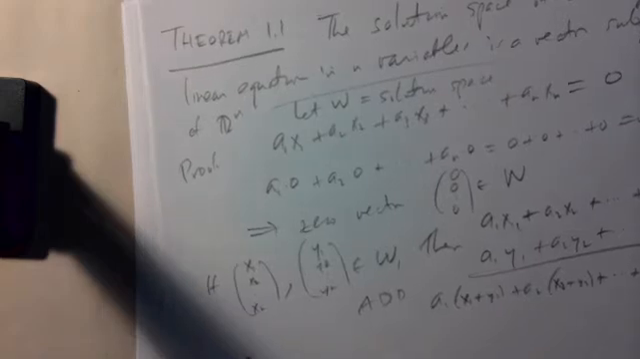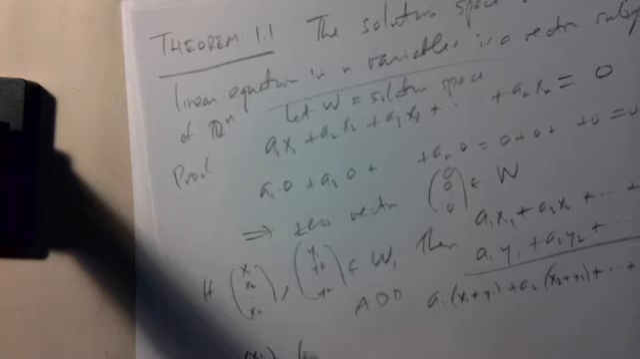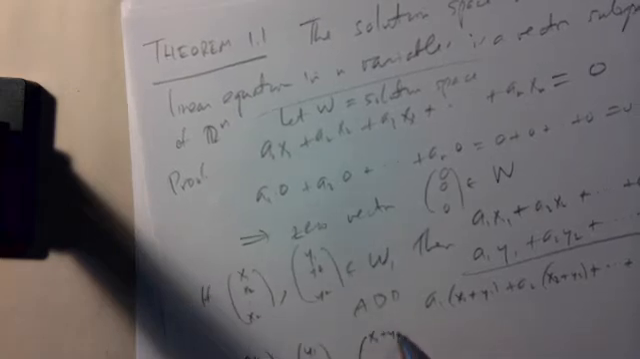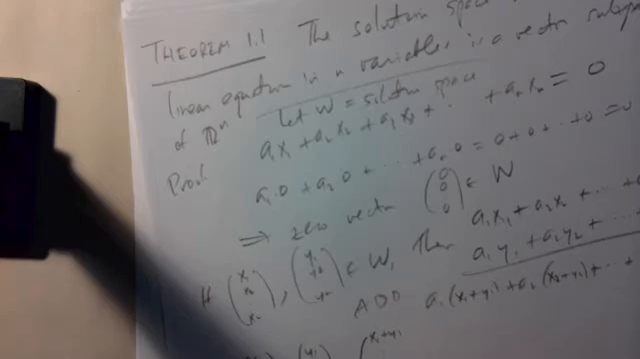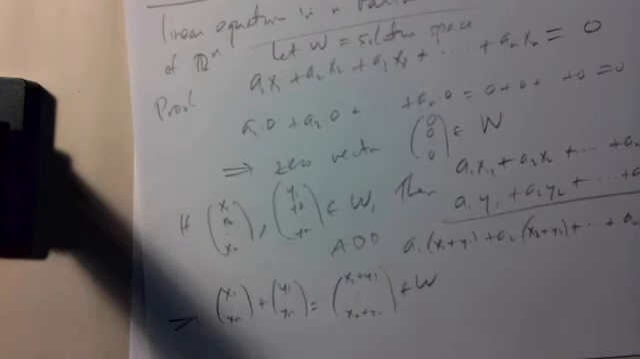So therefore, the sum of these two vectors, which you get by adding coordinates, is in W. So W is closed under vector addition.